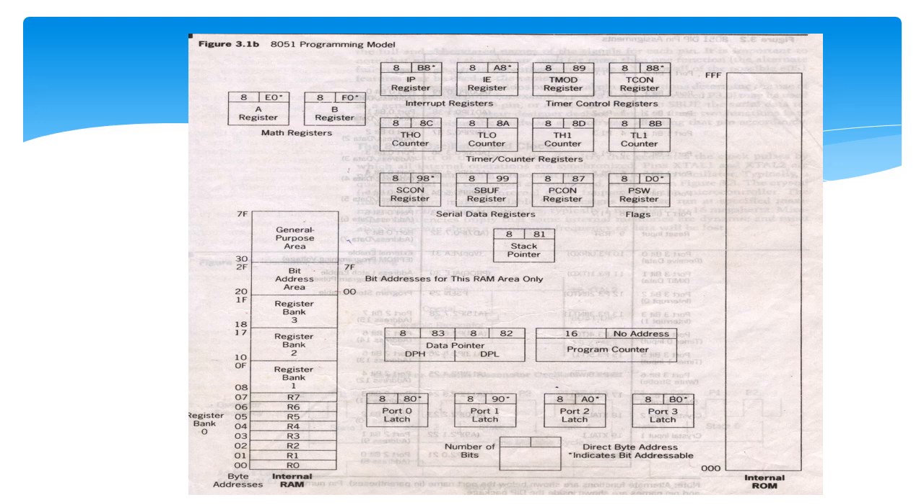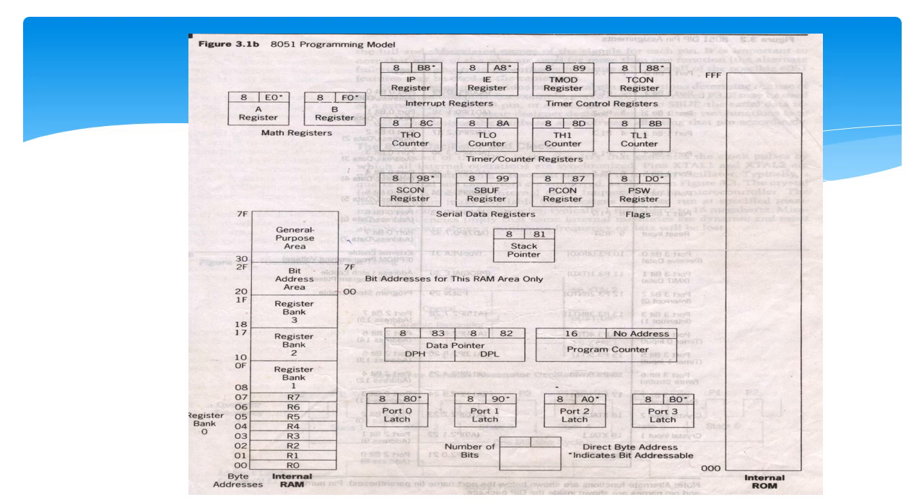And this is the 8051 programming model that is given, and this has got some registers like A and B register, IP, IE, TMOD, TCON, TH0, TL0, TH1, TL1, SCON, SBUF, PCON, PSW. All these are the special function registers, and you have a data pointer which can be used as two 8-bit registers as DPH and DPL.